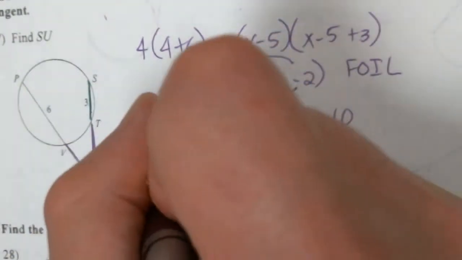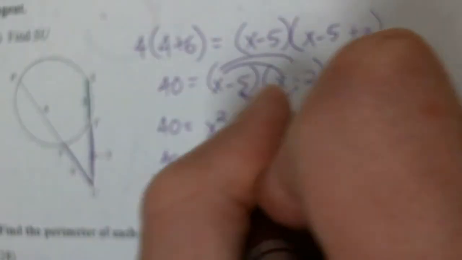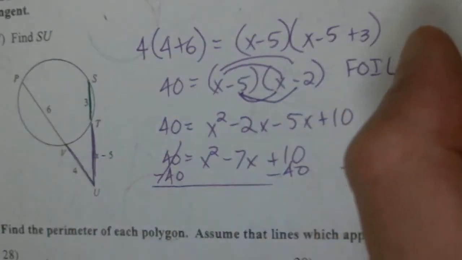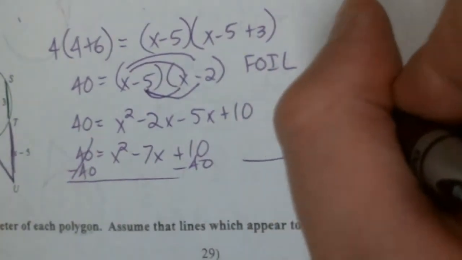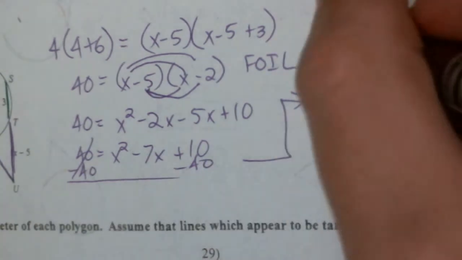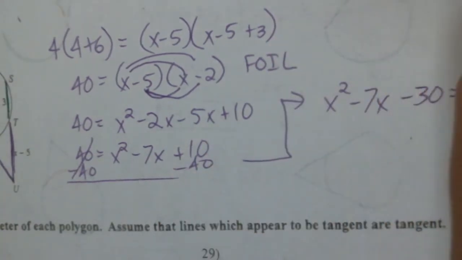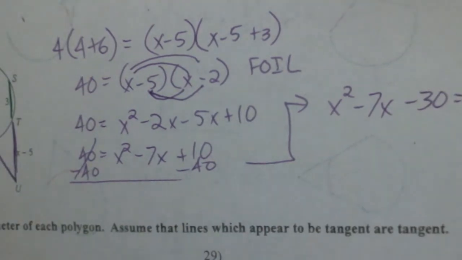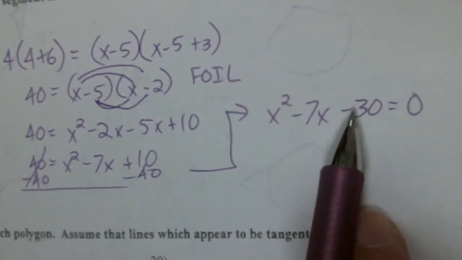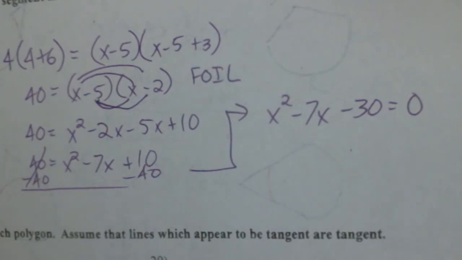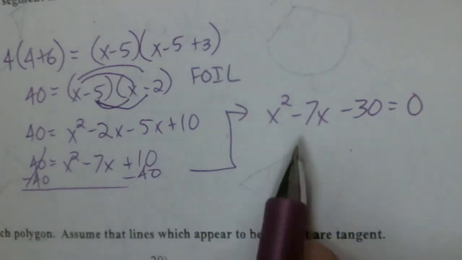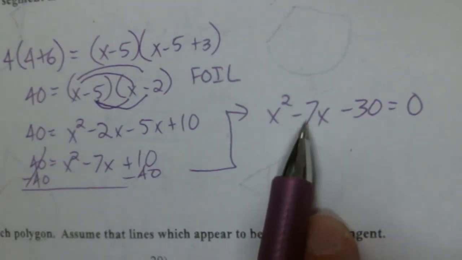I want it set to 0. So let's move the 40 to the other side. And so I will have x squared minus the 7x. 10 minus 40 is negative 30. And now that's set equal to 0. Okay, so what are the first two numbers that pop in your head for 30? 3 and 10. Are those 7 apart? Will 3 and 10 somehow get me to a 7?